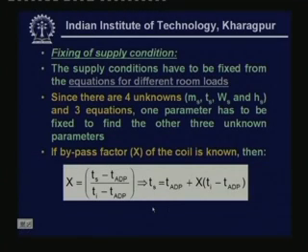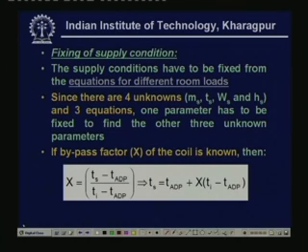Since there are four unknowns and three equations, one parameter has to be fixed to find the other three unknown parameters. So, if the bypass factor X of the cooling coil is known, then from the definition of bypass factor, X is equal to Ts minus TADP divided by Ti minus TADP, where Ts is the exit temperature of air at the cooling coil, TADP is the apparatus dew point of the coil, and Ti is the air temperature at the inlet to the cooling coil.